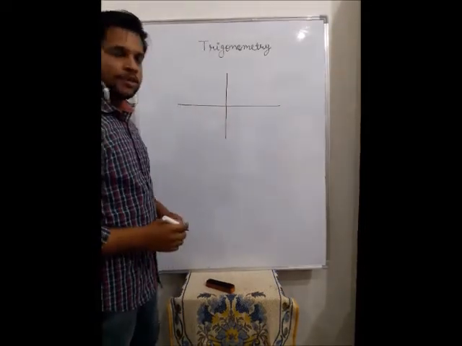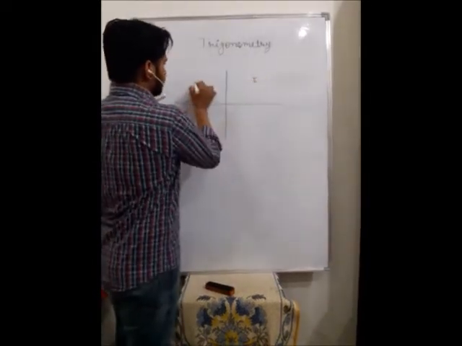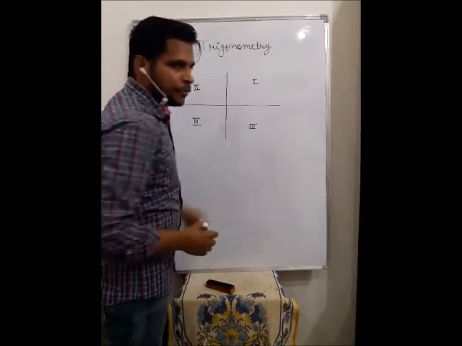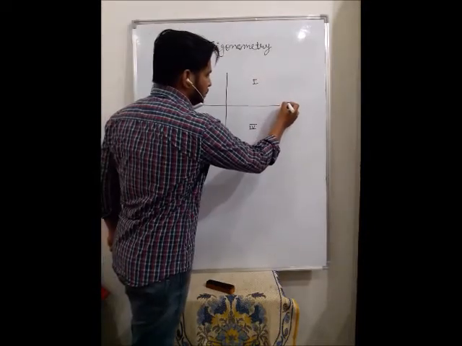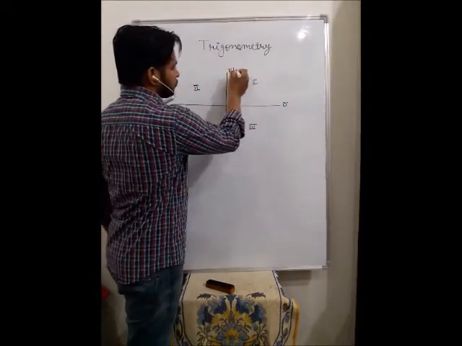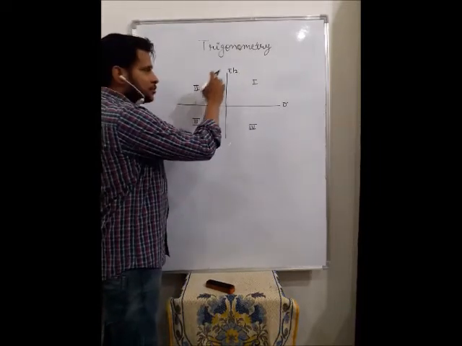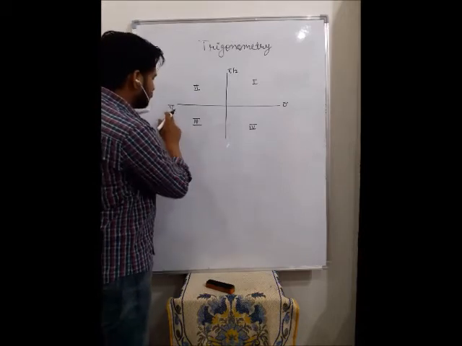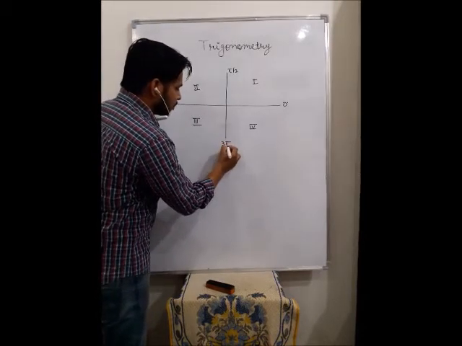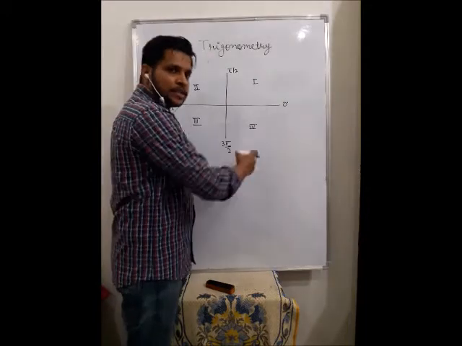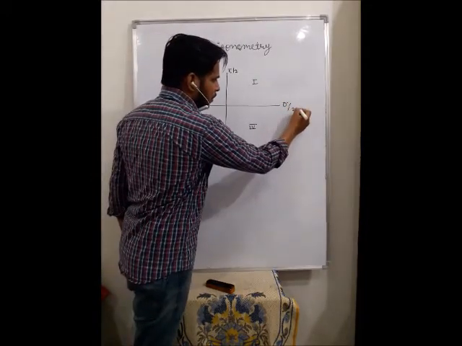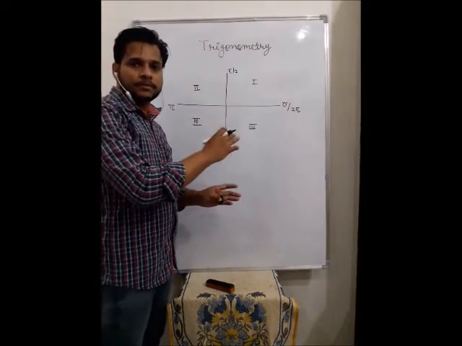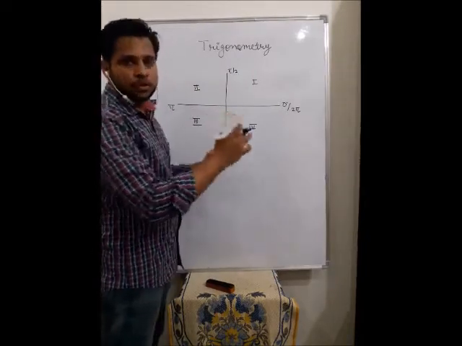As you all know, this is a quadrant. This is first quadrant, second quadrant, third quadrant and fourth quadrant. First quadrant lies between 0 degree to pi by 2, and the second quadrant lies between pi by 2 to pi, and third quadrant lies between pi to 3 pi by 2, and the fourth quadrant lies between 3 pi by 2 to 2 pi. The pattern of each and every trigonometric function shows between 0 to 2 pi.